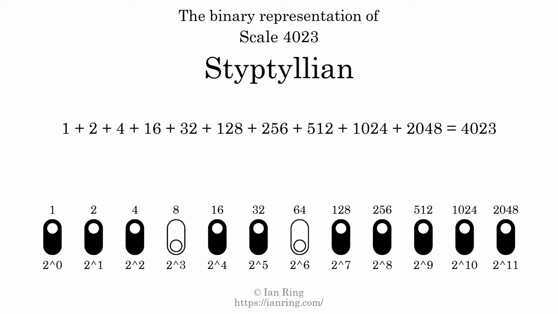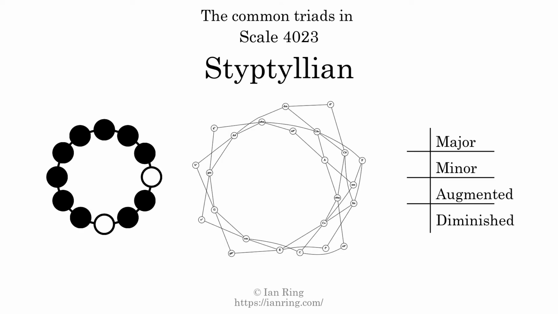The scale number not only enumerates the scale with a unique index, but it also literally describes the tonal content of the scale. Represented as a binary number in base 2, the scale number is 1111101101111. Here are the common triads present in this scale.